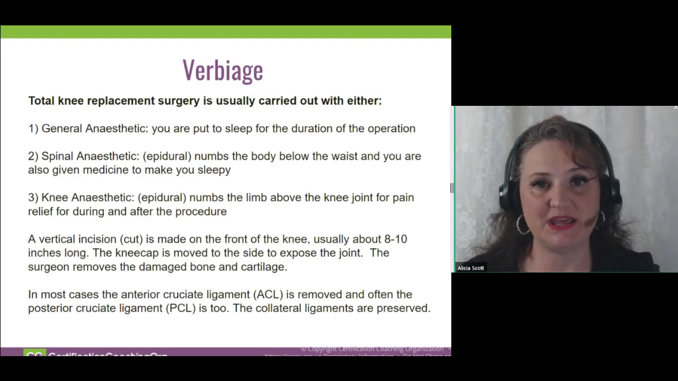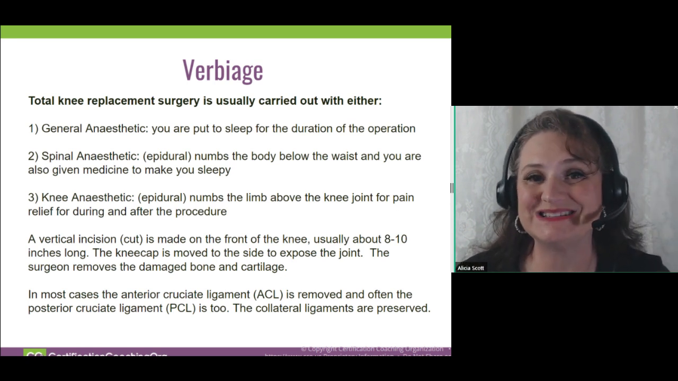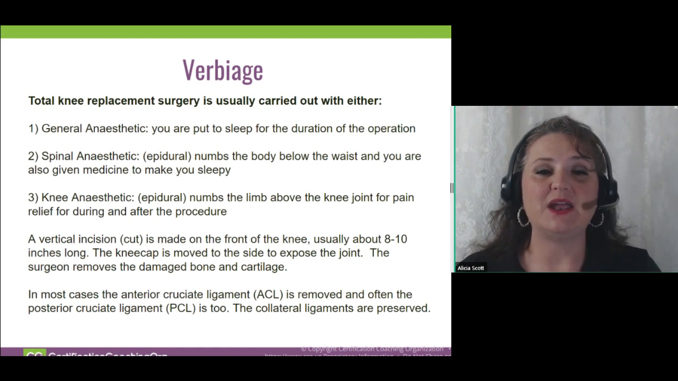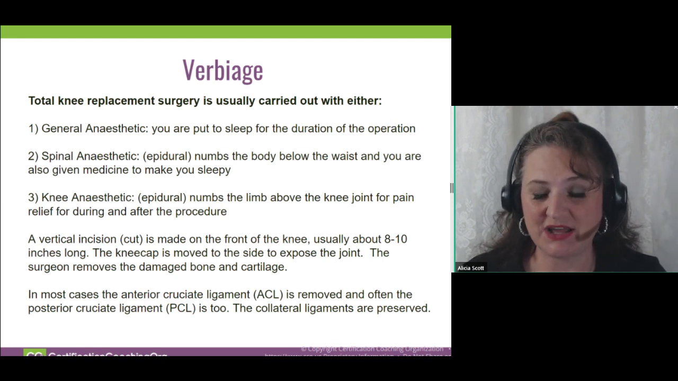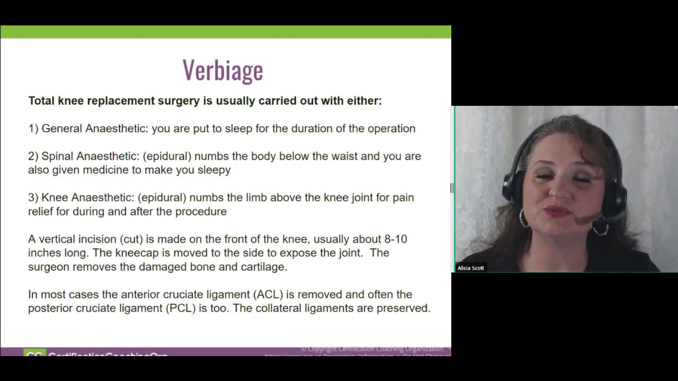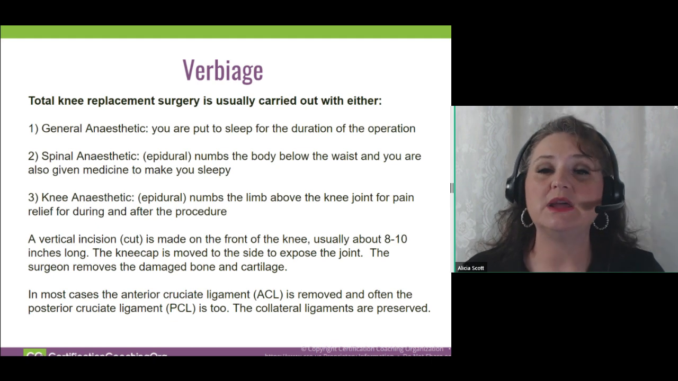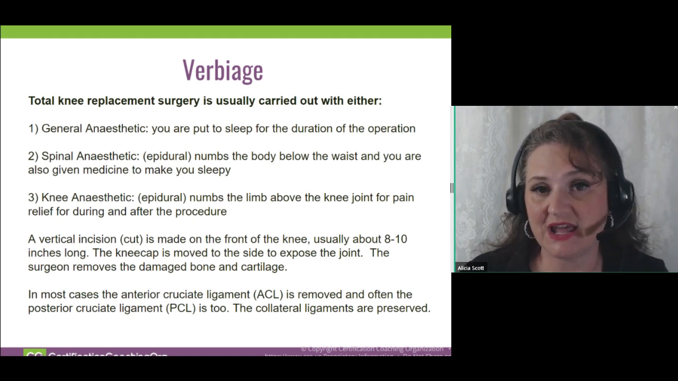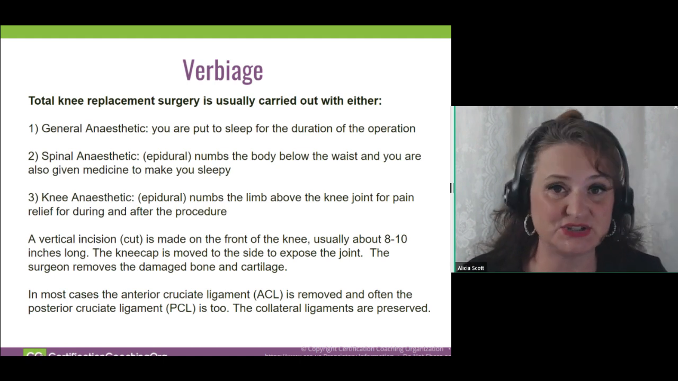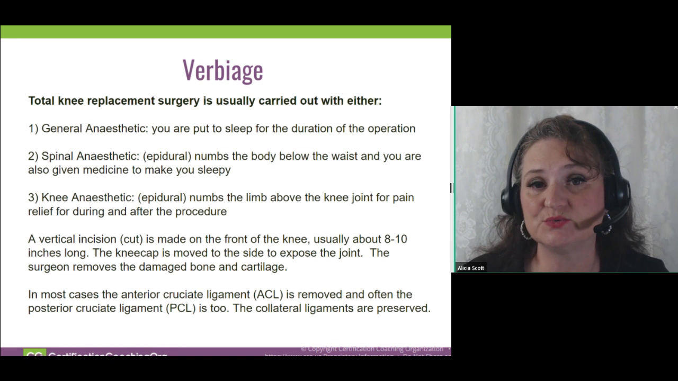More verbiage to be aware of. When you look at an op report, what are the different portions of the op report that you're going to see? First thing you know, that when you have a total knee replacement, the patient's going to be under general anesthesia. Now, you're not going to see anesthesia codes in the op report because the anesthesiologist has their own report. The surgeon's report will state who the anesthesiologist was that was caring for the patient, and what type of anesthesia was provided.